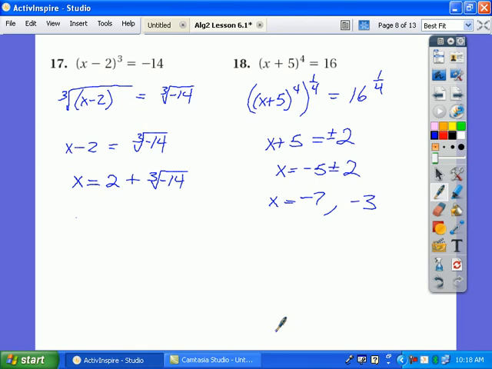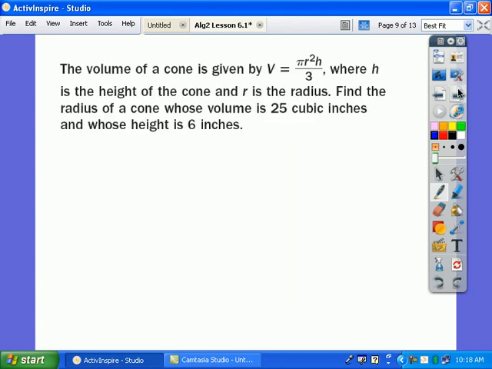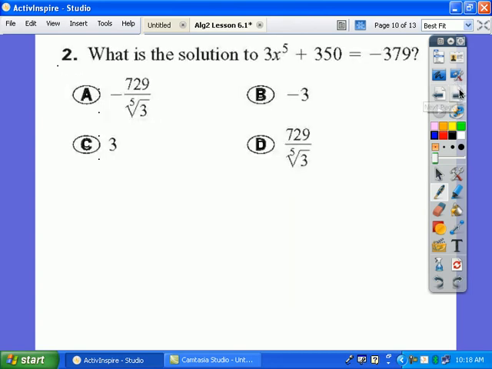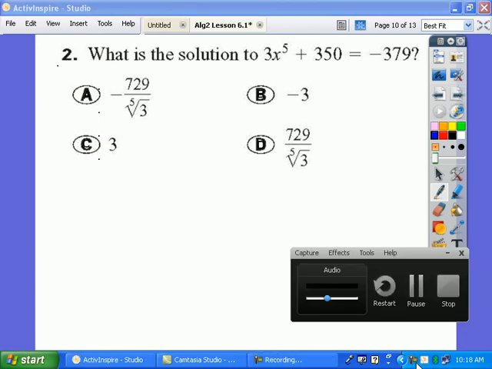Let's take a look at one last problem, and we'll be finished for the day. So here it is. Okay, so why don't you work on this at your seats, work on this at home, and see what answer you can come up with. Okay, go ahead.